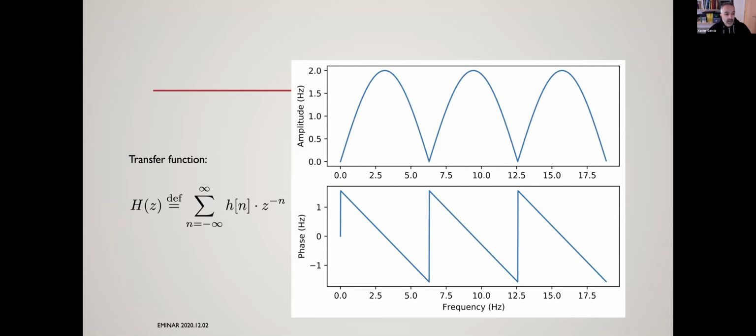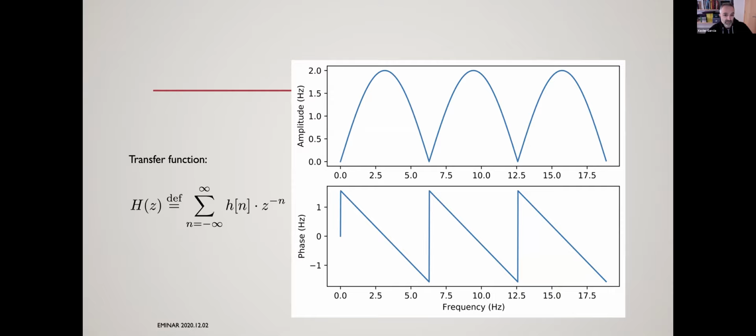We have to remember that these delay line filters are finite impulse response filters. And of course, on the left, we have the transfer function, the definition. And these filters have an amplitude and a phase. And that's something we have to take into account.